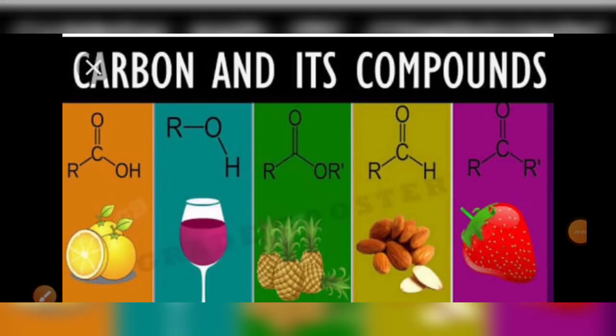Carbon and its compounds, that is Unit 11. In this session we learn about the IUPAC nomenclature of hydrocarbons. Some compounds will be given with only the molecular formula, and we have to identify the name of that compound.